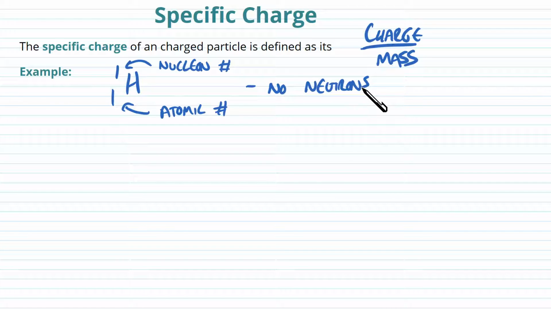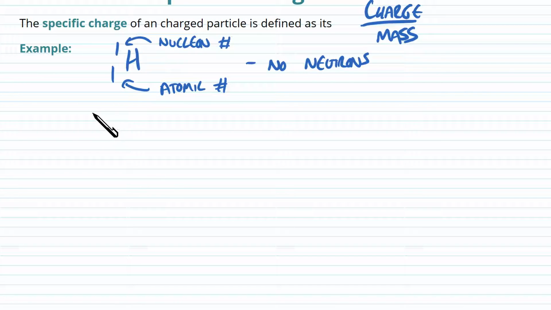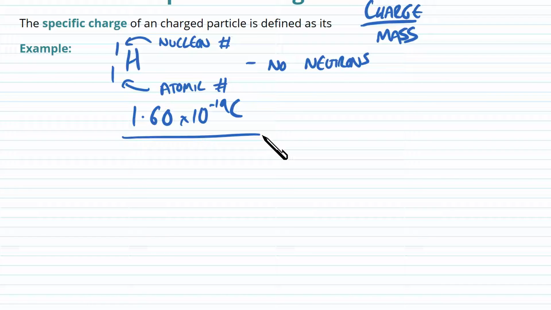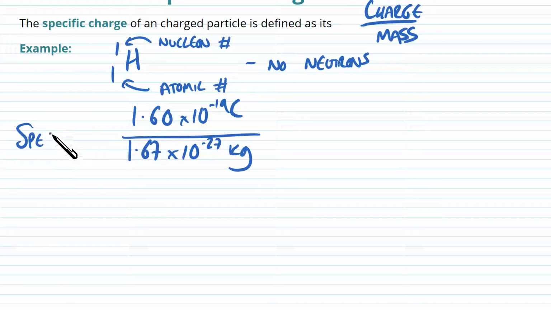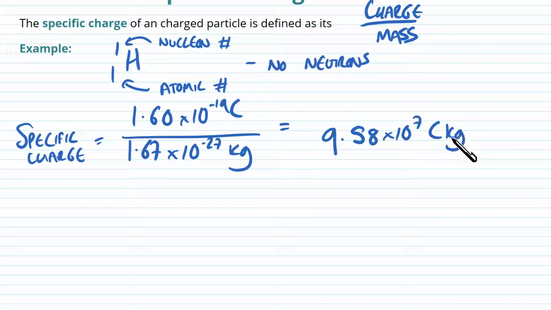But then we know things about the proton. We know that the charge of a proton is 1.60 times 10 to the minus 19 coulombs. We know that its mass is just 1.67 times 10 to the minus 27 kilograms. So that means that the specific charge of a hydrogen nucleus, or a proton, turns out to be, if we run it through a calculator, 9.58 times 10 to the 7 coulombs per kilogram.